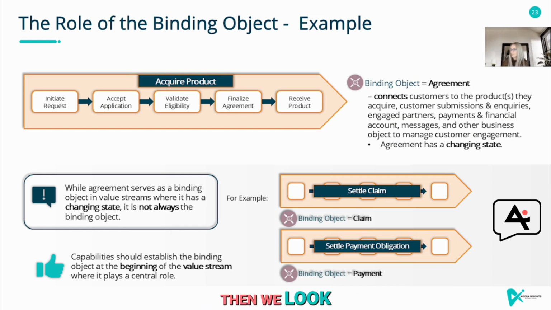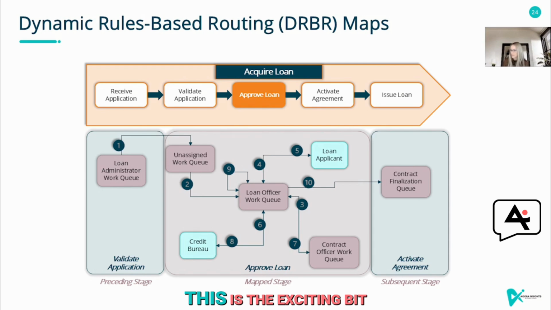All right, then we look at dynamic rules routing. Now this is the exciting bit. So dynamic rules routing, basically what it's saying is that for each value stream stage, what's happening? What are the rules that are happening?